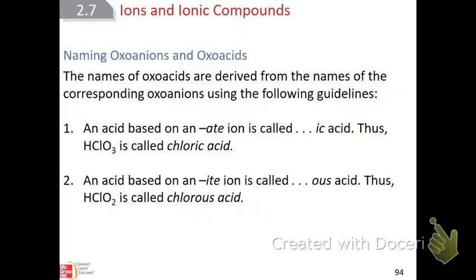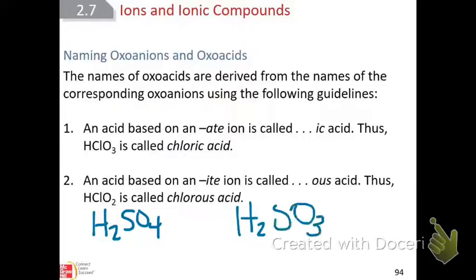So let's just talk about this. Let me give you 2 examples other than this right here. They give you these 2 with chlorate and chlorite. So this becomes chloric and chlorous. But let's give you 2 more. Let's give you H2SO4, and let's give you H2SO3. This SO4 polyatomic is sulfate. This SO3 polyatomic is sulfite.